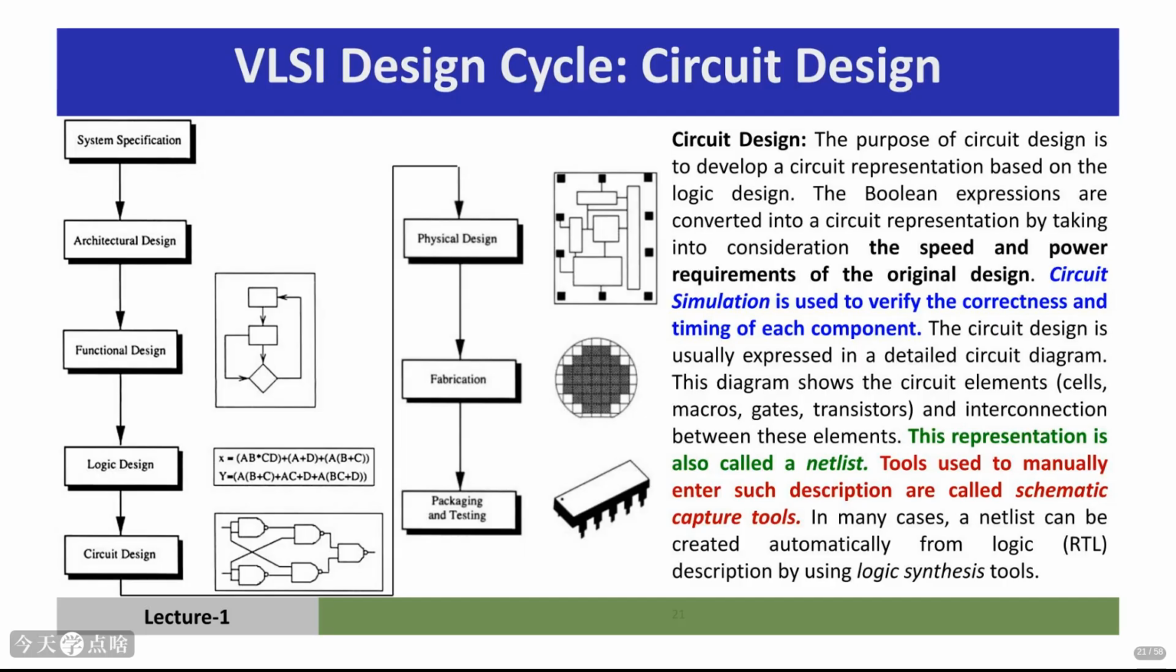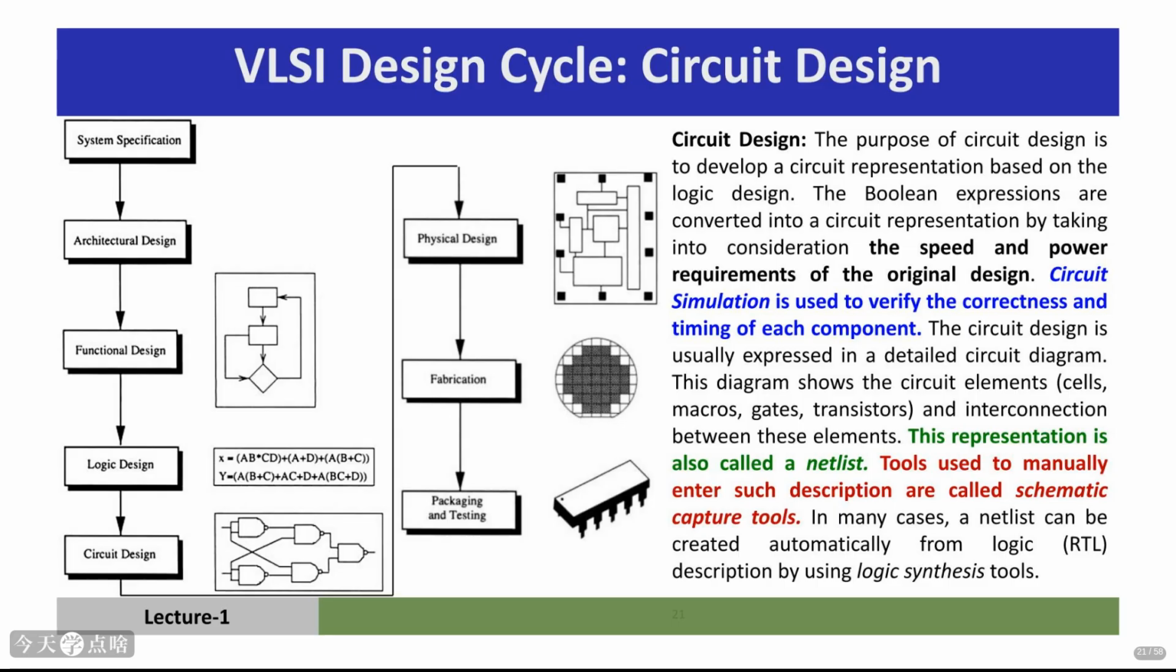Circuit design is where we get down to the nitty-gritty of transistors and gates. Based on the logic design, we convert the Boolean expressions into a detailed circuit diagram. This involves selecting specific transistors, arranging them into gates like NAND, NOR, AND, OR, and connecting them together. We have to consider the speed and power characteristics of the chosen components. Circuit simulation is vital here to verify that the circuit works correctly and meets the timing requirements. This detailed circuit diagram is often called a netlist, which lists all the components and their connections.